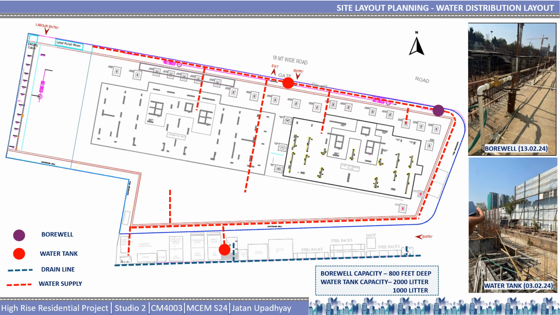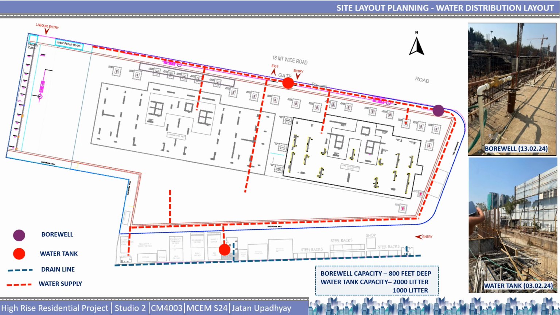So coming to the water distribution layout of site layout planning. The project borewell is located near the site road and is around 800 feet deep. The borewell provides all the water supply through distribution pipelines. There are two water tanks: the first tank is located near the borewell and another is situated near the quality control lab. The capacity of the water tank near the borewell is around 4000 liters and the tank near the QC lab is 2000 liters.